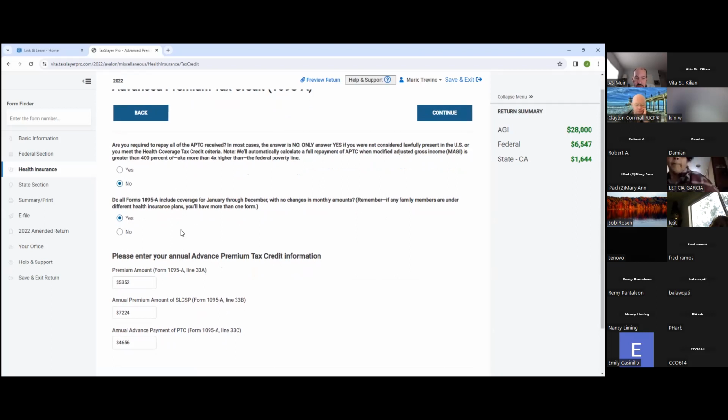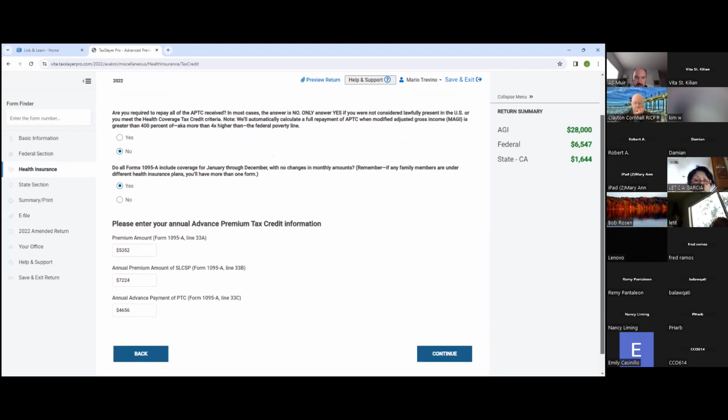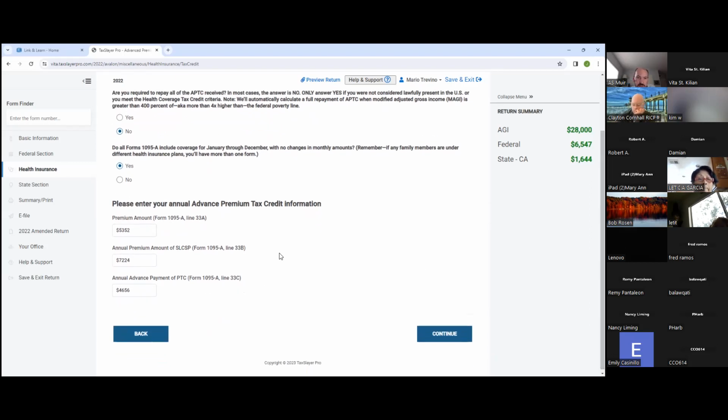And then in this case, we have the 1095-A where the bottom line, which is line 33, all of the amounts from January through December are equal. And then there's a total at the very bottom. And so in this case, it says, do all Form 1095-As include coverage for January through December with no changes in the monthly amount? And the answer is yes. And these are your totals, 33 Alpha, Bravo, and Charlie. And so you enter that. You key it as you see it from the 1095-A.